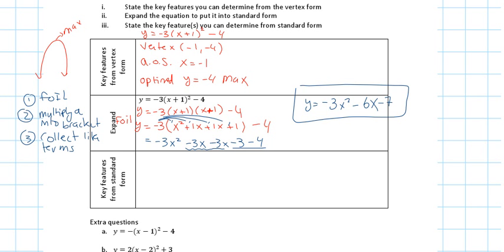Now, what key features can you tell me from the standard form? From the standard form, what is your key feature? Which is y equals negative... So my y-intercept, which is y equals negative 7, and I can find that from my last term.